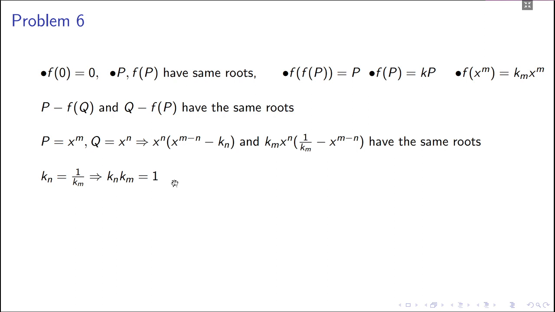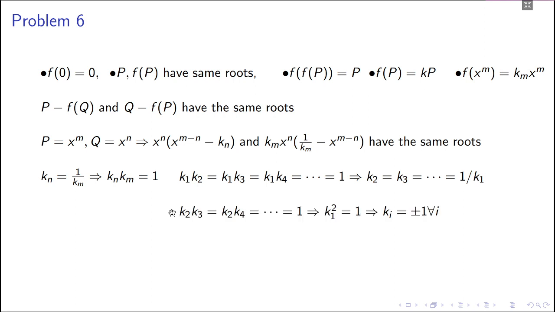Okay, so now what you do is you fix n and you vary m. So k1 k2 will be equal to k1 k3 equal to k1 k4 and so on, and all of them are equal to 1. So that means k2, k3, k4, they're all equal to 1 by k1. So next time you fix this one as 2 and you vary the other one. So put n equal to 2, vary m. So k2 k3 equal to k2 k4 and so on, they are all equal to 1, and you put all of them as 1 by k1.